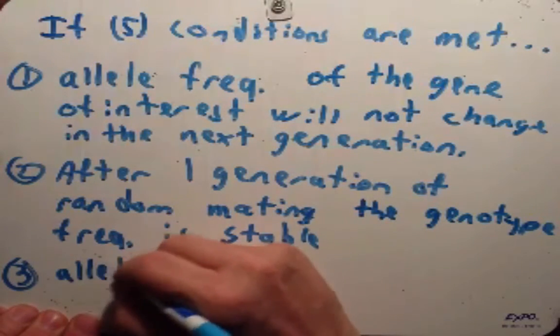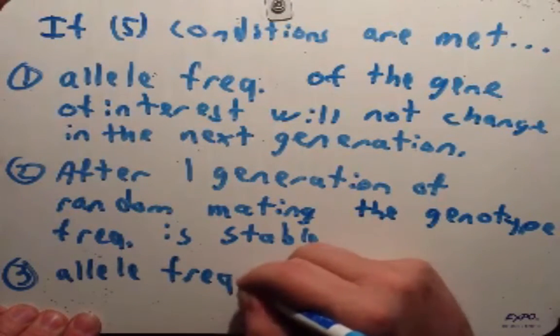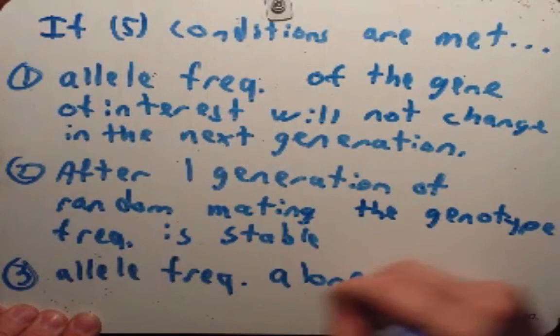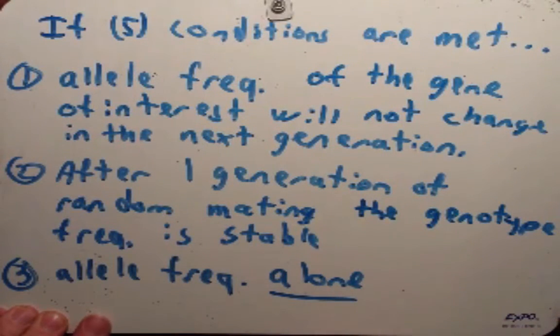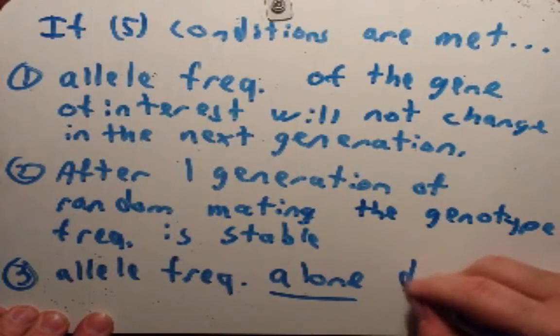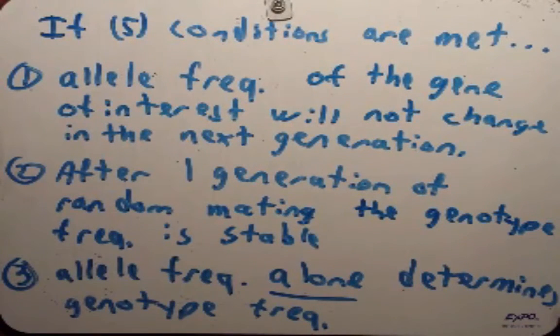Another way to think about this is we can say that if these conditions are met, then the allele frequency alone, no outside factors, only the allele frequency determines the genotype frequency. If we know how many alleles we have in a population and all these conditions are met, then that is all that is needed to be able to make that prediction of what the genotype frequency will be.